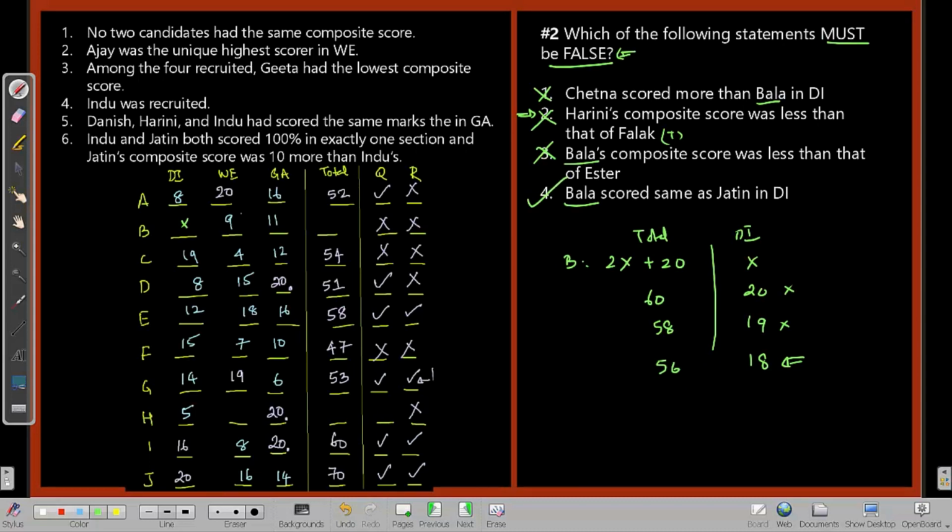Bala scored the same as Jatin in DI. Jatin's score is 20. Bala cannot score 20 because the total will become 60, and that violates a condition there, right? So which means here the answer choice is 4.